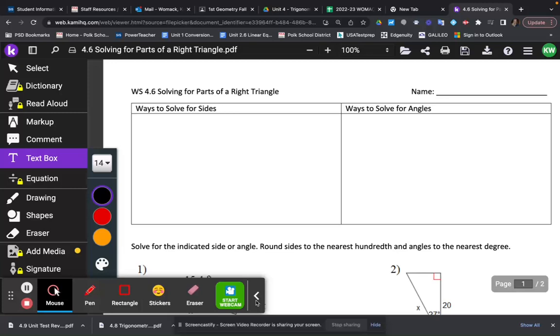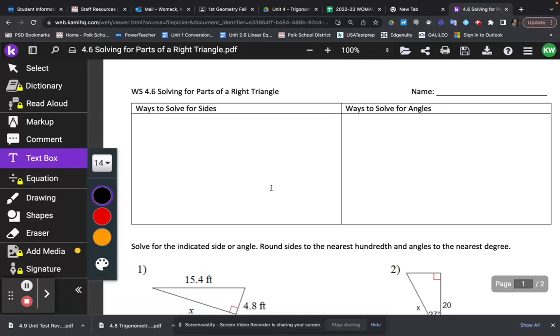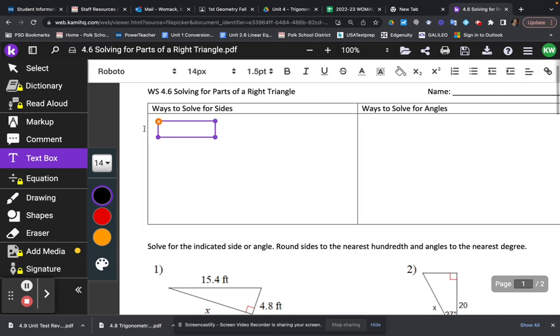Hi guys, in this video we will feature worksheet 4.6, solving for parts of a right triangle. So far, what have we discovered? We've been investigating ways to solve for sides. Now let's talk a little bit about what we have to have. The first one we talked about was the Pythagorean theorem.